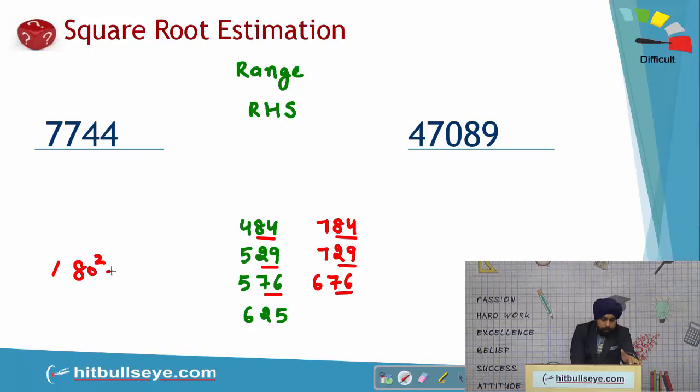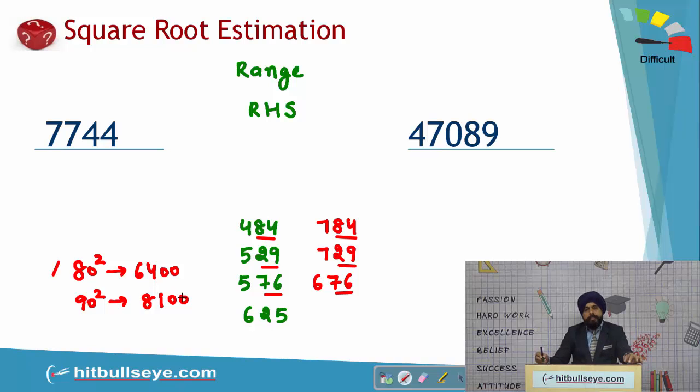We know 80 square is 6400 and 90 square is 8100. So can you say the square root of 7744 will lie somewhere in between? And now only focus, students, the last 2 digits are 44. 44 comes in the square of which number? It comes in the square of 12.